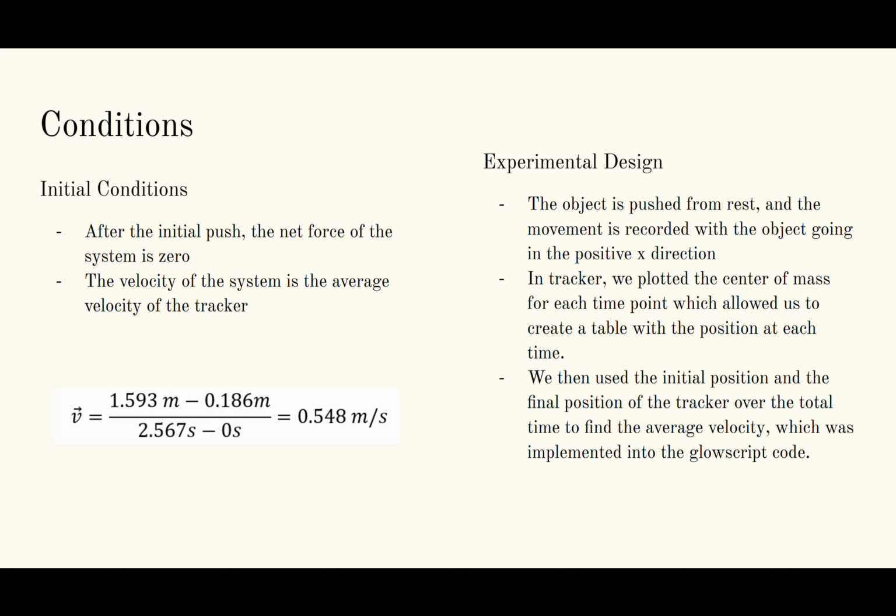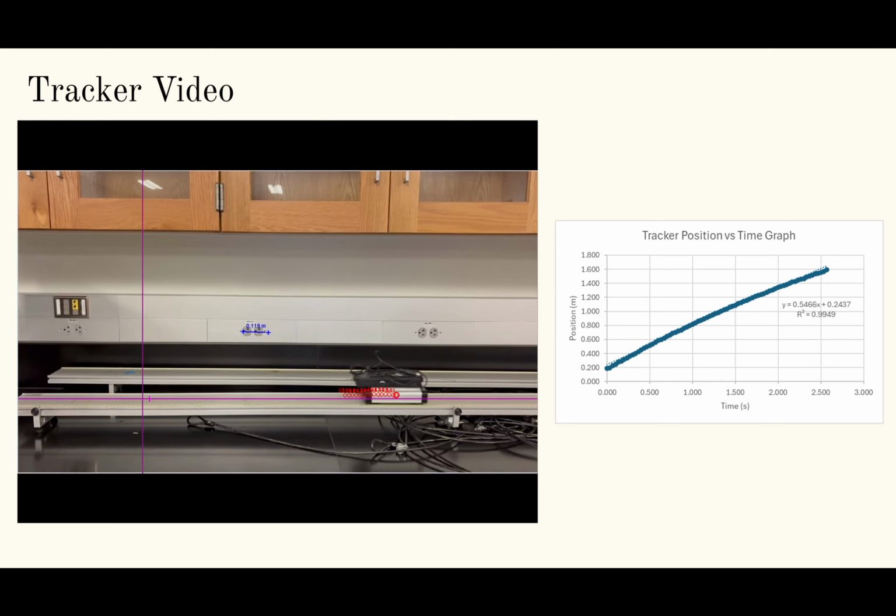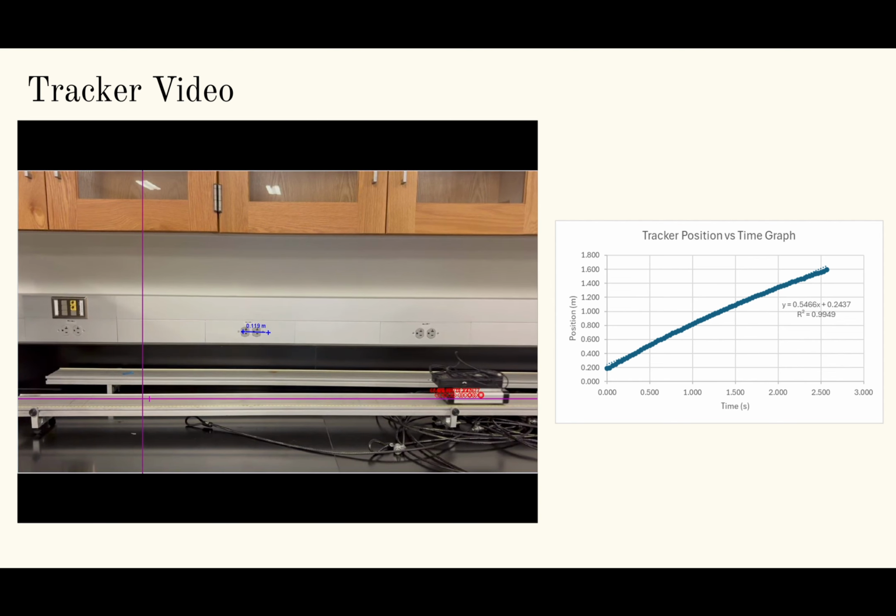Our experimental design included pushing the object from rest and recording it in the positive x direction. In the tracker, we then plotted the center of mass for each time point, which allowed us to create a table with the positions at each time. We then used the initial position and the final position of the tracker over the total time to find the average velocity, shown on the left, which was implemented into the GlowScript code. Here we have our tracker video, where we were then able to create the position versus time graph shown on the right, which shows a linear slope.